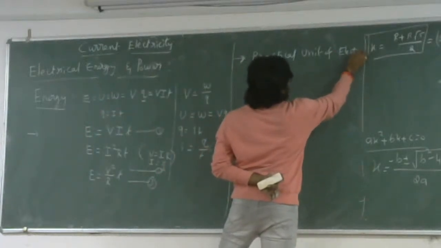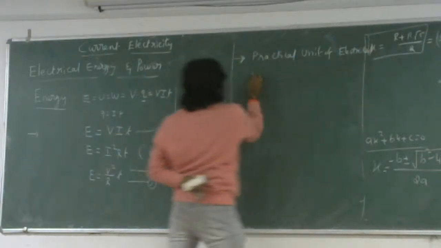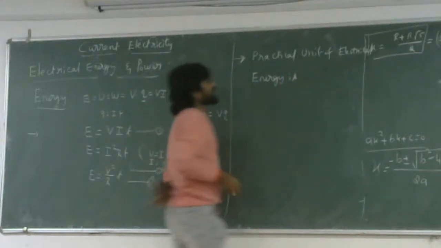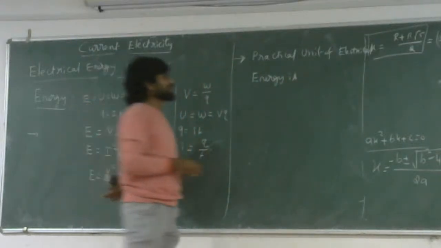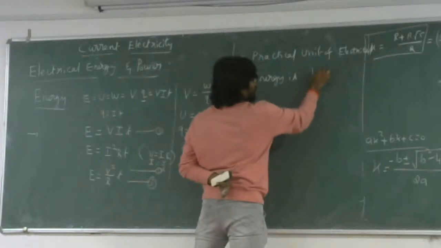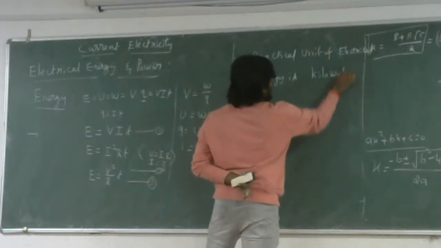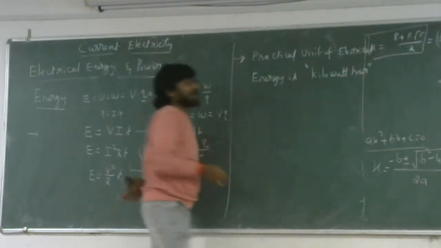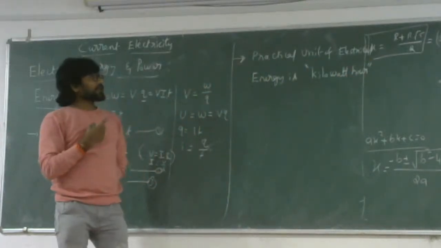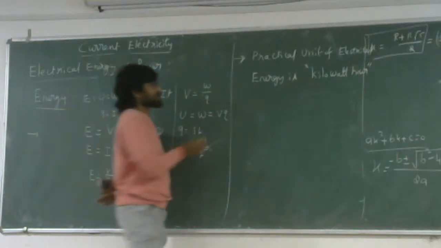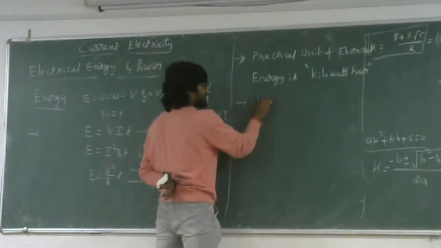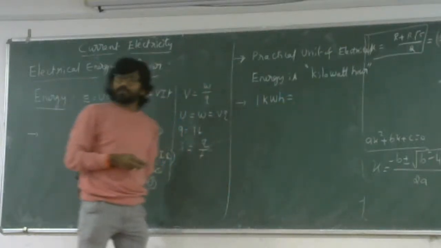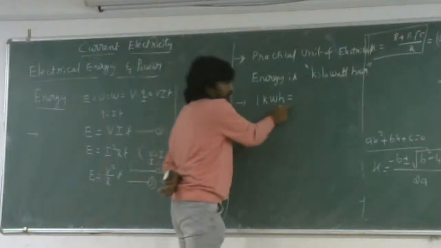Electrical energy: the practical unit of electrical energy is the kilowatt hour, denoted as kWh. 1 kilowatt hour is equal to 1 kilowatt into 1 hour.